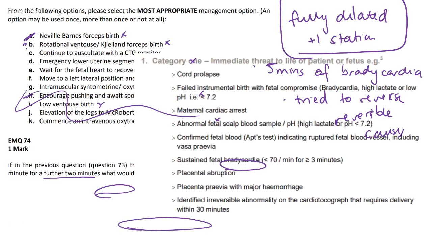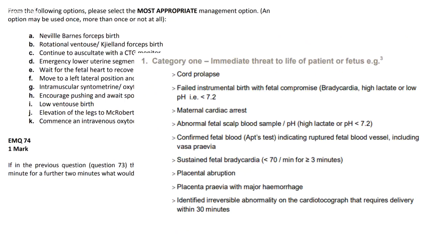So then the second was, do we need to do a C-section? And the answer to that question is yes, okay? So less than 70 a minute for more than 3 minutes is an indication for doing a C-section. Greater than or equal to 3, and it has. So what about the previous question?